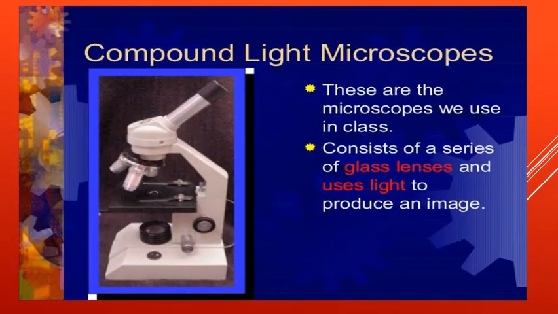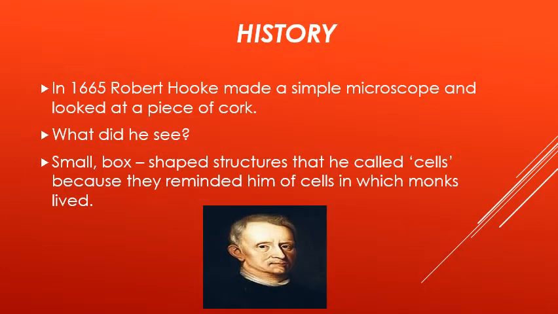This picture is the compound microscope. I think most of you have seen this microscope if you have visited the bio lab. These are the microscopes that we use in our classes and in our laboratories. It consists of a series of glass lenses and uses light to produce an image. So this is the photo of the latest compound microscope. Nowadays, electron microscopes are used.